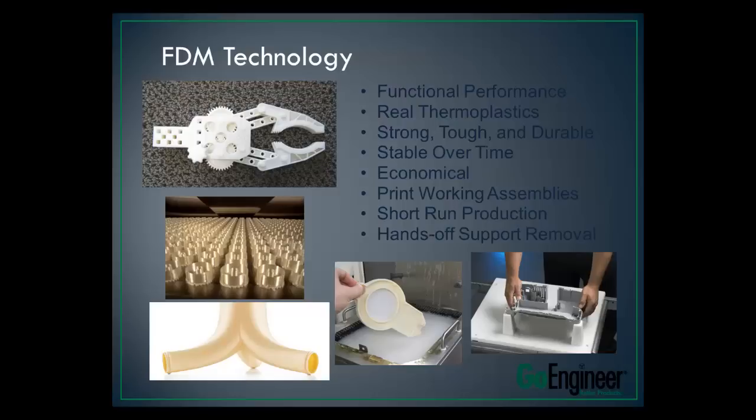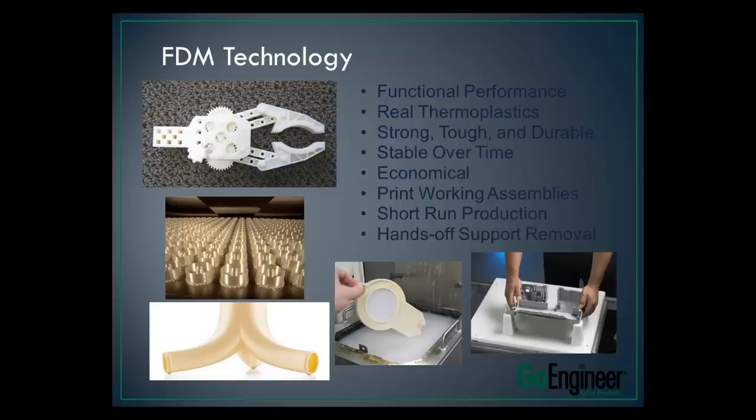And because of that melt-away, dissolving support, you can print working assemblies. You can print that kind of clamp you see up there, which was printed all in one part. The space in between the moving parts is filled up with the build material, with the support material. That support material dissolves, and you're left with a nice moving part.